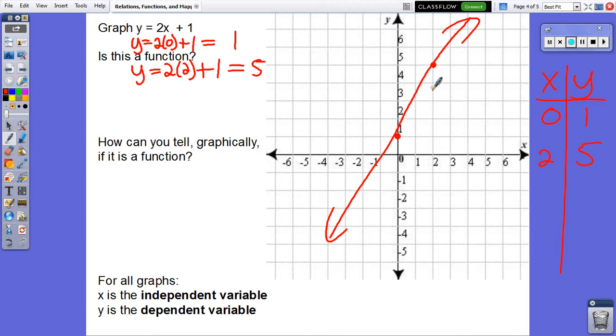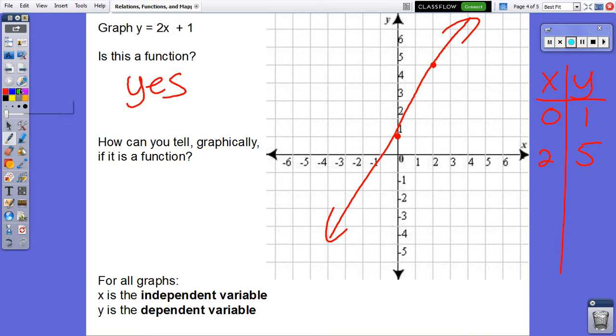Now the question is, is this a function? Well, if we look at every x value, there is only one y value for this line. So if we go to an x value of 2, that's going to have a y value of 5, x value of 0 has a y value of 1. We look at any x value on here, it only goes to one y value. So yes, this is a function.